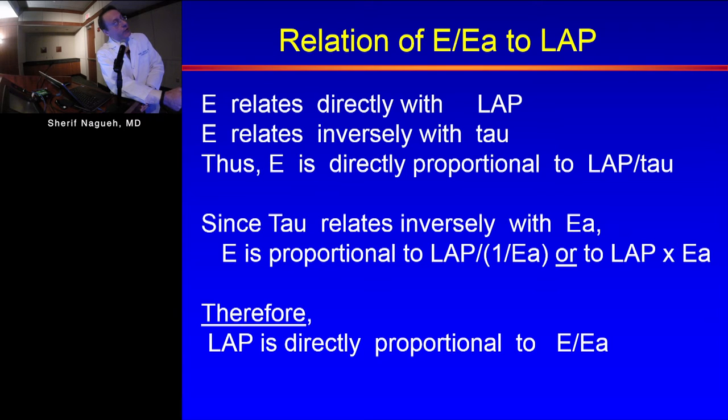So we covered the first two points, and these were from the early slides, nothing new about them. And we can say that E is directly related to the ratio of LAP to the time constant of LV relaxation. Since tau relates inversely with EA, we can also express it as LAP divided by 1 over EA. And you rearrange this, you end up with E being proportional to the product of these two variables. We are not interested in E or E prime per se, we are interested in the estimate of LAP. So you rearrange that expression and you end up with that ratio. As you see, this is a velocity and this is a velocity, so it's a dimensionless parameter. It has no units.